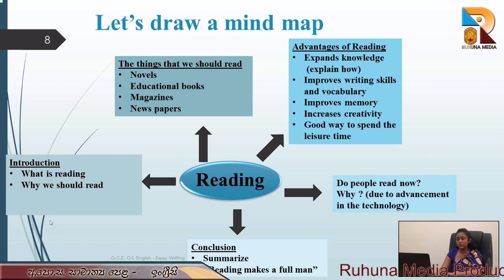So in the introduction, I'm going to tell what reading is and then explain why a person should read. I'm going to have a separate paragraph to talk about the materials that we have, sources such as educational books, magazines, newspapers, and the value of them. I'm going to have another paragraph to talk about the advantages of reading, where I have noted down some points in point form. The next paragraph is about whether people read now and, if not, what the reason would be, right? And finally, the concluding paragraph comes, and there I'm going to summarize all these points and end the essay with the statement, reading makes a full man, right?